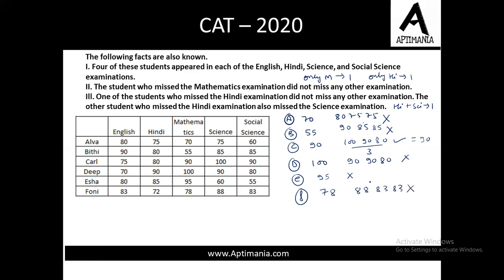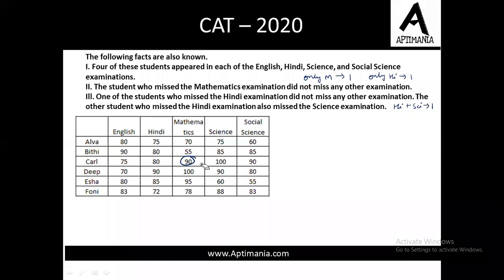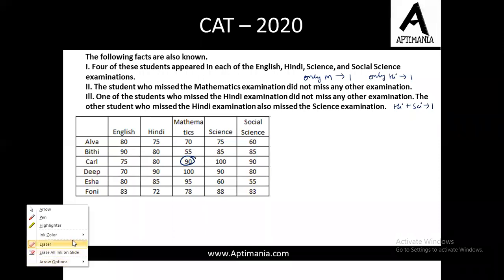So there is only one possible case in which the marks scored in mathematics is the average of the remaining three, and that is C. So we can definitely say that C is the one who has missed the examination of mathematics. Okay, so I have marked C. Now C is the one who missed the maths exam.